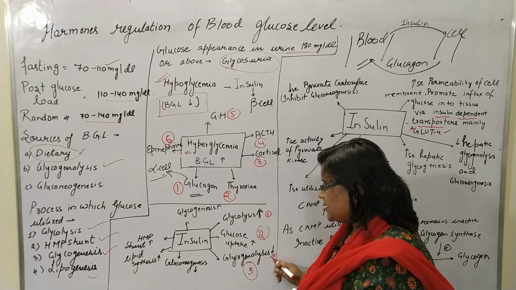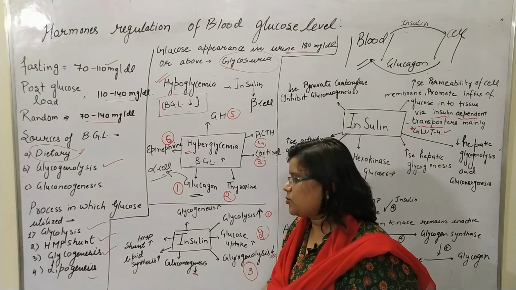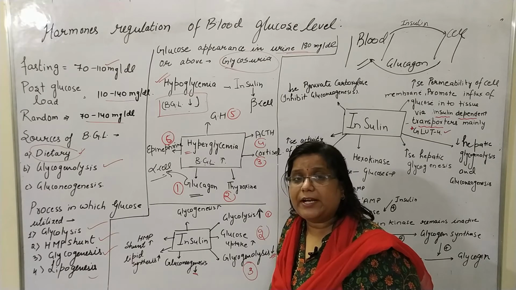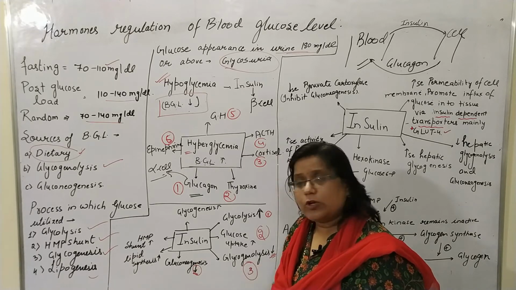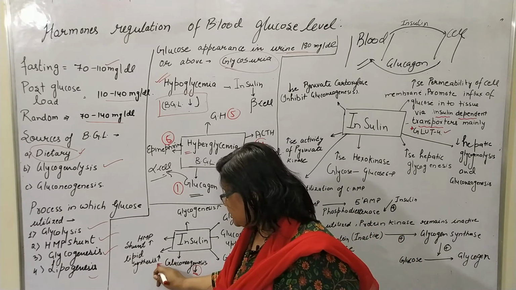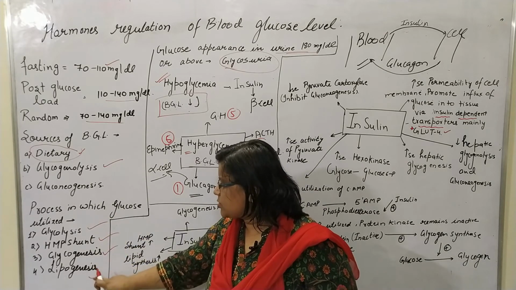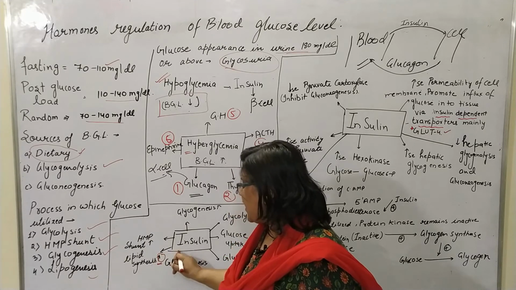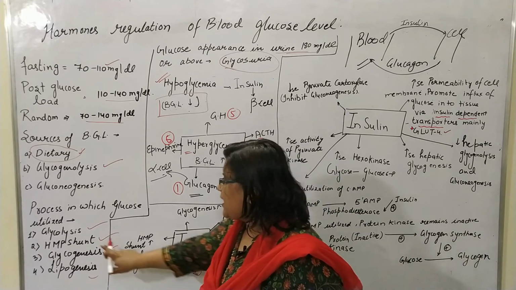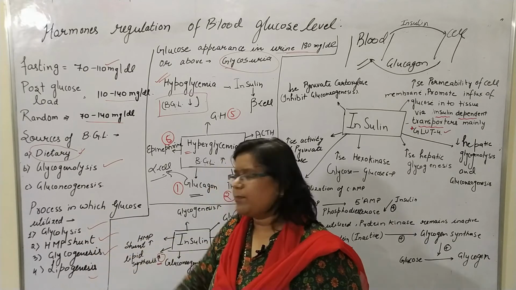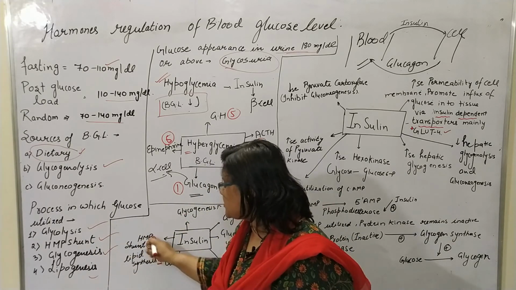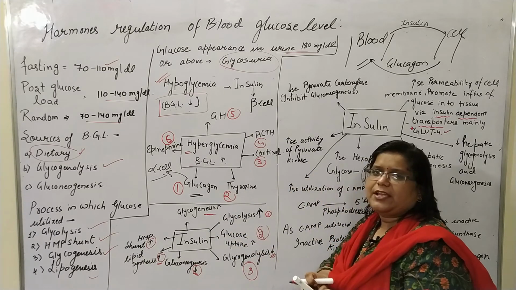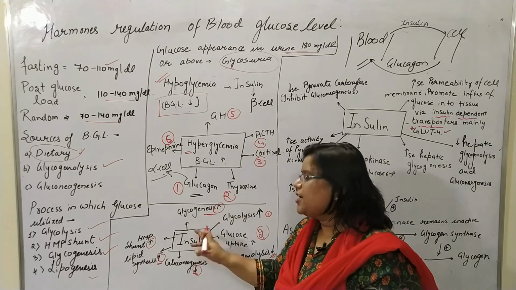That process is decreased. The gluconeogenesis process is decreased. Gluconeogenesis means the formation of glucose from non-carbohydrate sources. That process is also decreased by insulin. Lipid synthesis is increased. I have already told that glucose is utilized in lipogenesis, so lipid synthesis is increased by insulin. The HMP shunt, I have already told that glucose is utilized by the HMP shunt, so that process is increased by insulin. And glycogenesis, the glycogen formation, is increased by insulin.